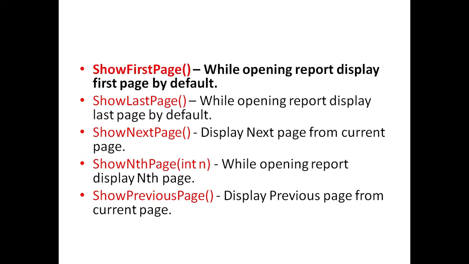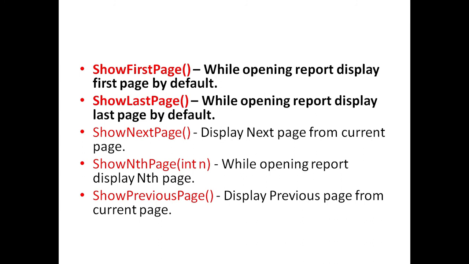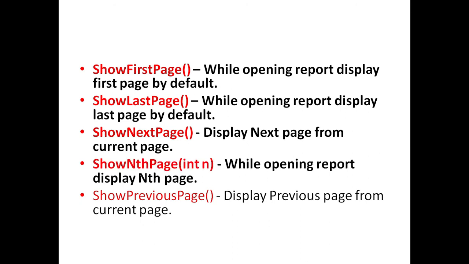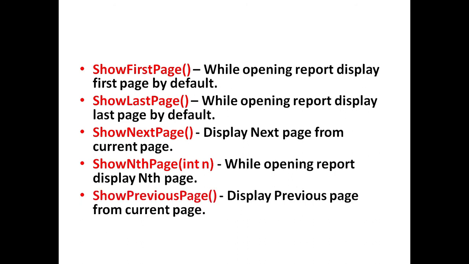ShowFirstPage method. While opening the report display, this method shows the first page by default. ShowLastPage. While opening the report, it displays the last page by default. ShowNextPage. Displays the next page from the current page. ShowNthPage. While opening the report, it displays the nth page. ShowPreviousPage displays the previous page from the current page.